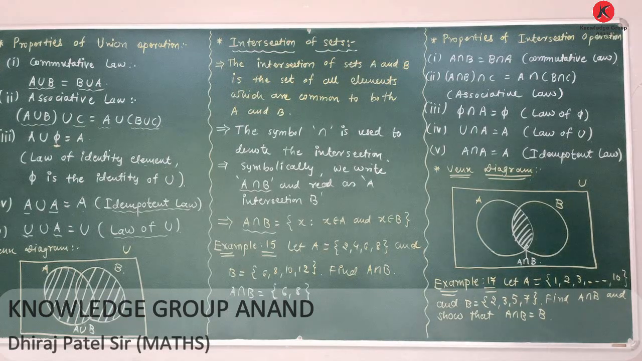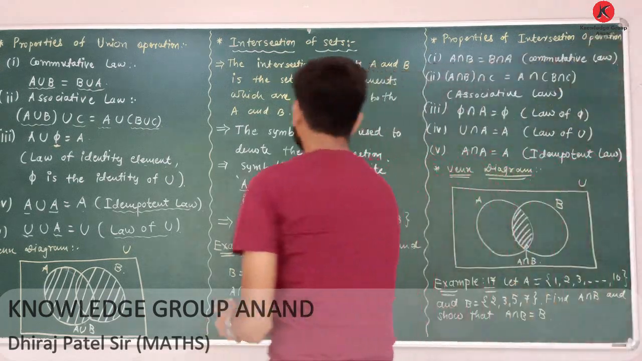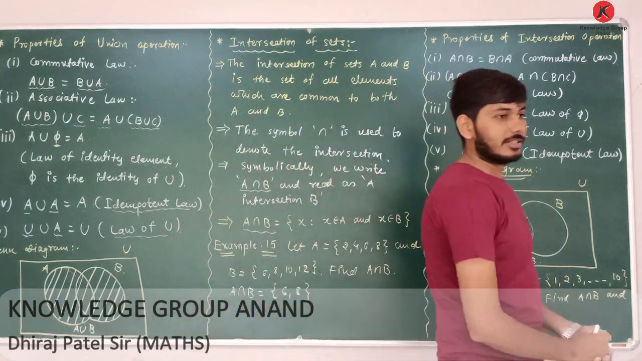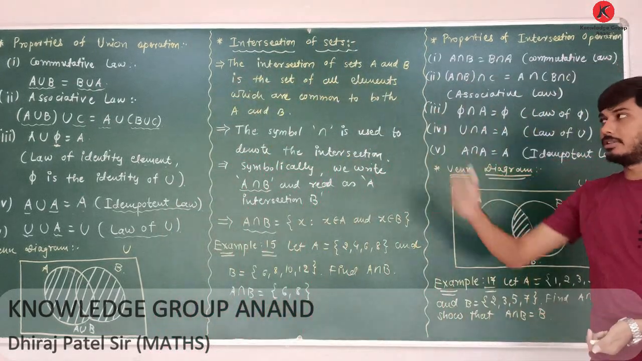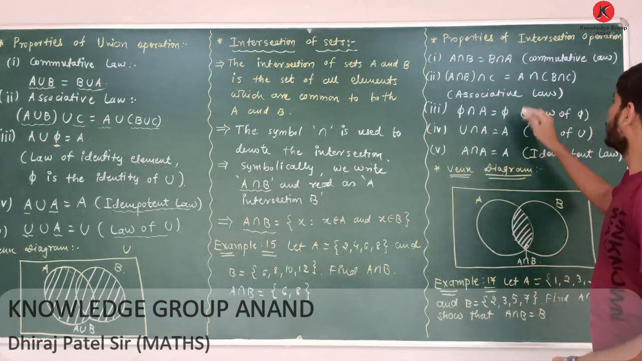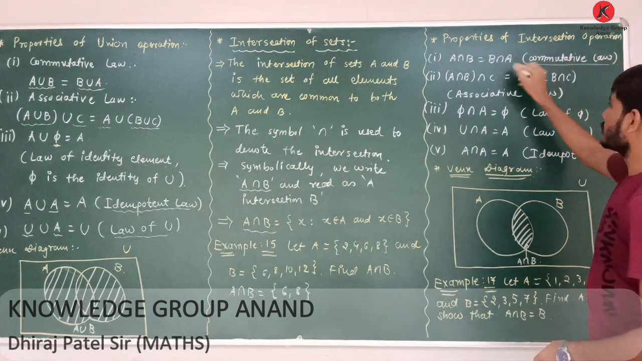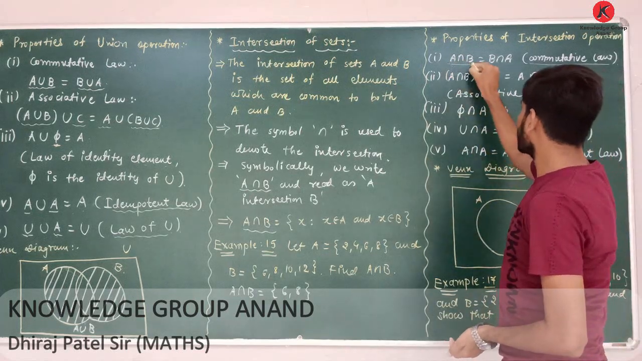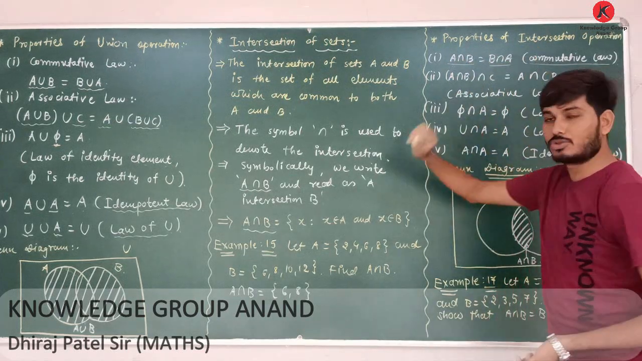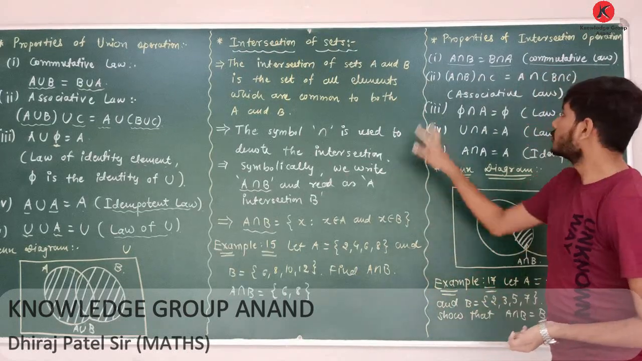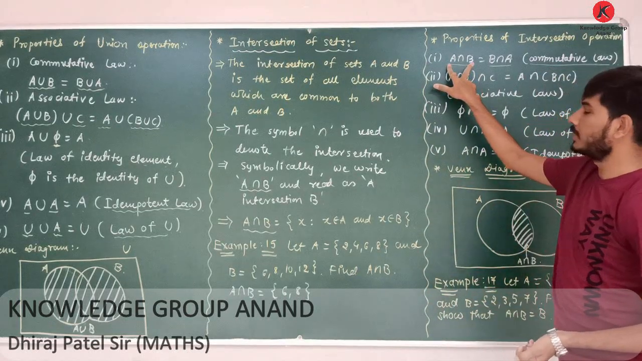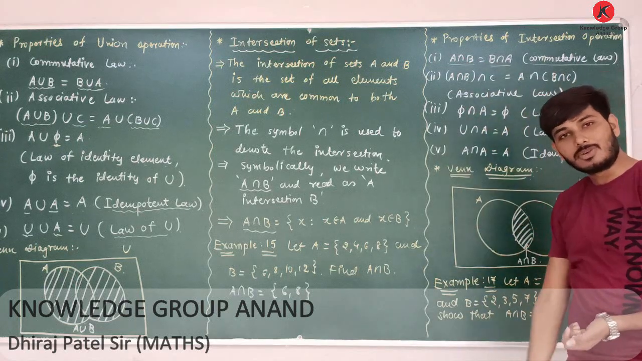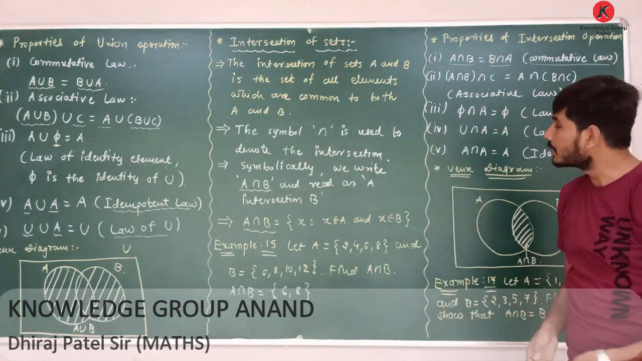Now we are going with the properties of the intersection operation. As we have discussed the commutative law in union operation, the commutative law is also there for intersection operation. So here A intersection B is also equal to B intersection A. Means you have to take common elements of A intersection B, or you can take B intersection A. Both are equal.